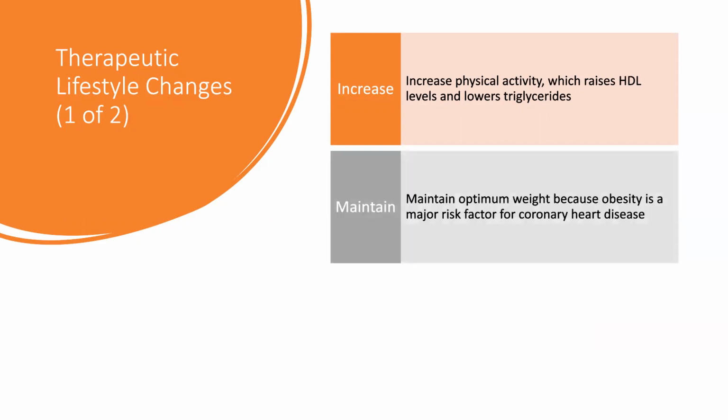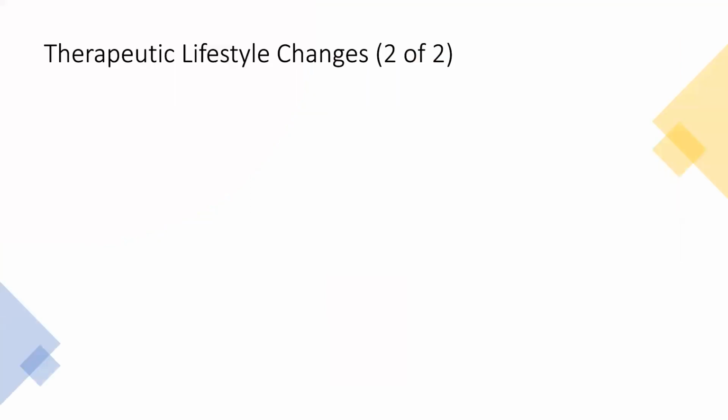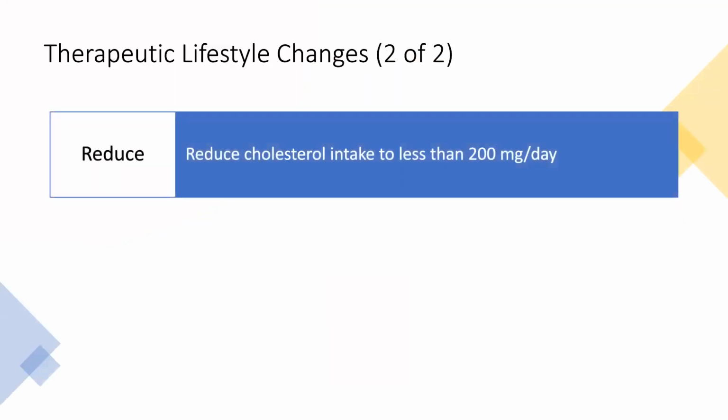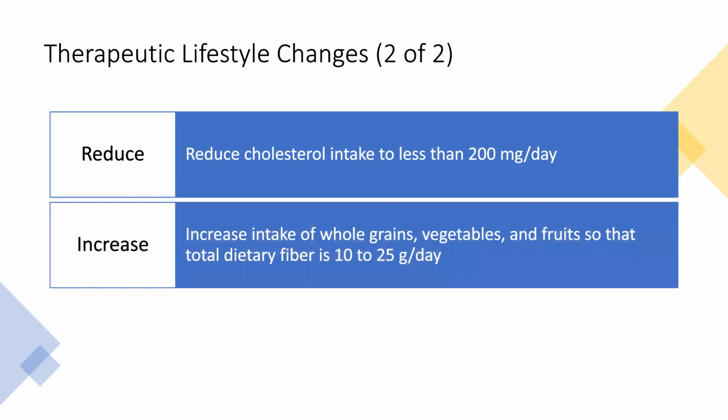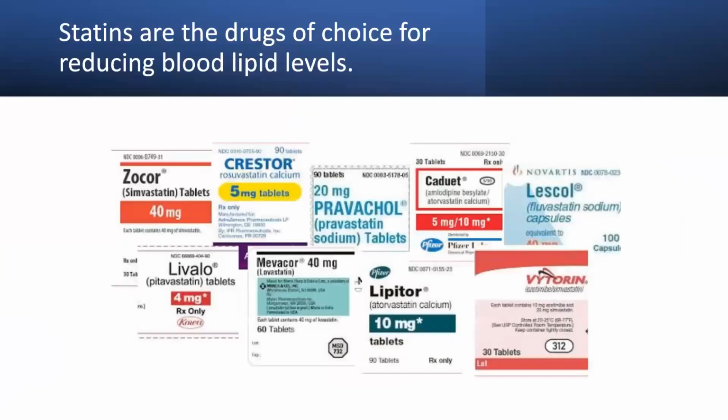We also have to maintain the optimum weight because obesity is a major risk factor for coronary heart disease. And then we have to reduce dietary saturated fat to 7% of the total caloric intake every day. Other than that, we should reduce the cholesterol intake to less than 200 milligrams per day. We should increase the intake of whole grains, vegetables, and fruits so that total dietary fiber is 10 to 25 grams per day. And we should reduce or eliminate tobacco use as well.